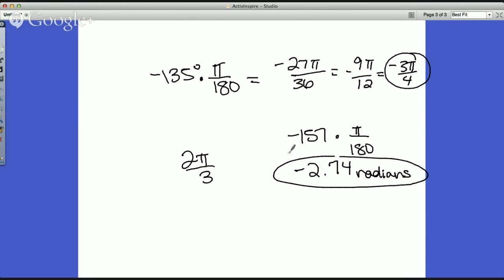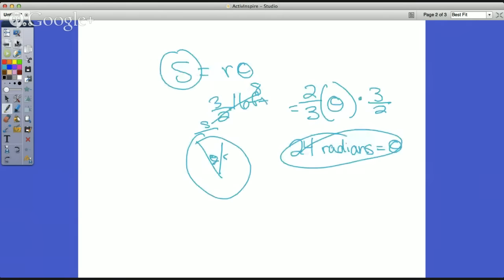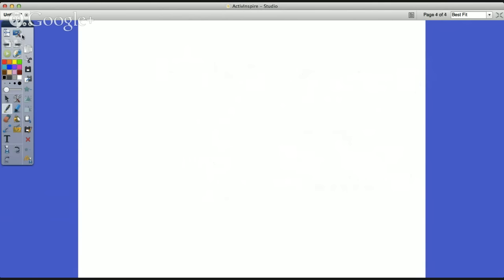Negative 2.74 radians. All right. Hope that's helpful for you so far. Again, we've walked through quite a few. Let's go to the next one. This one, again, moving forward. We won't hit every one, but hopefully give you an idea of what is and what is not on that quiz, or on the test here.